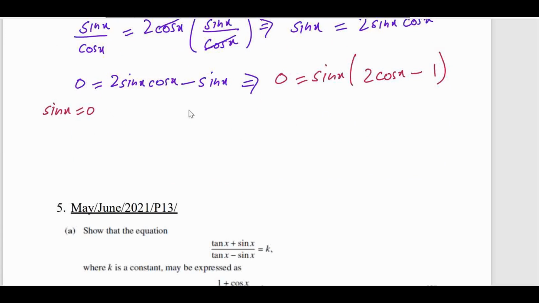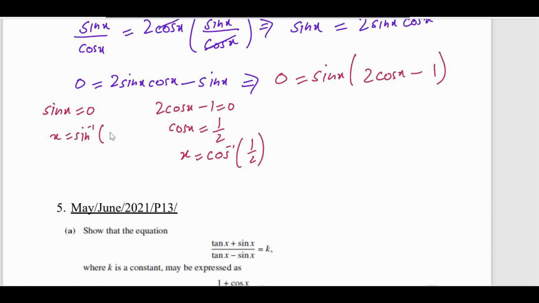And we can write this one as sin of x is equal to 0, and then the other one will be 2 cos of x minus 1 is equal to 0, which means cos of x is equal to 1 by 2, and then x will be equal to cos inverse of 1 by 2, and here x will be equal to sin inverse of 0. So for sin inverse of 0 we will have x equal to 0 and 180. 180 means 0 and pi. So from here we will have two values of x.